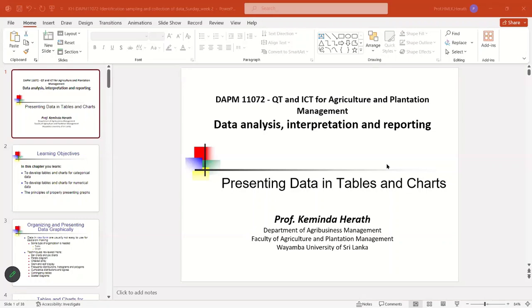Talking about how we present data in tables and charts. And thereafter, we will discuss how we will present and summarize our data using some numbers that we estimate from the data.